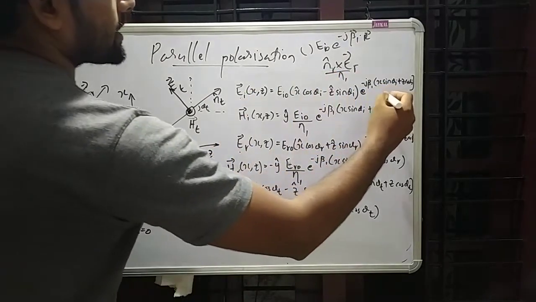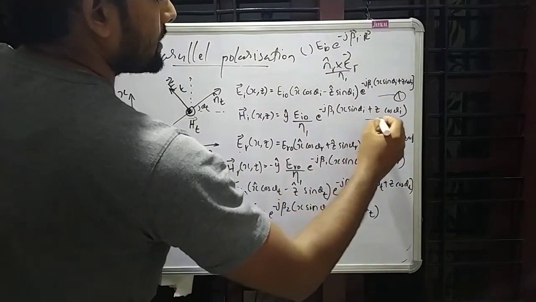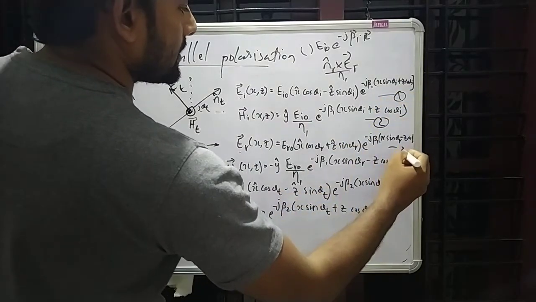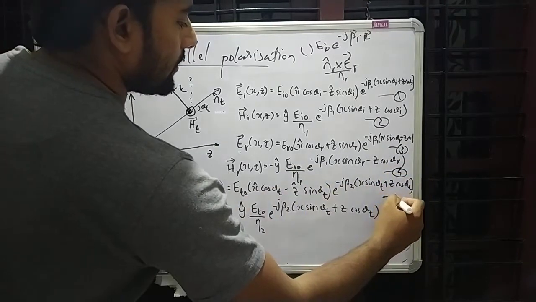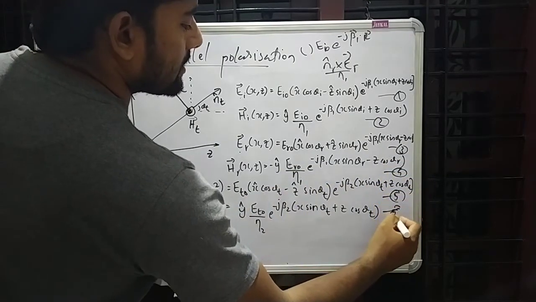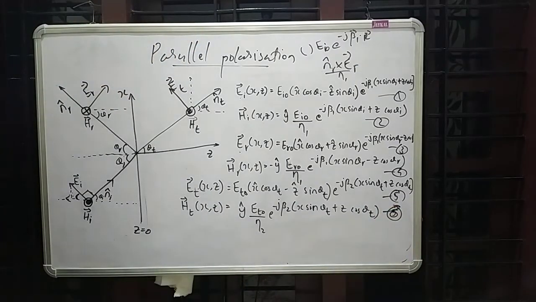Let us give the equation numbers. This is equation 1, this is equation 2, this is equation 3, H_r is equation 4, this is equation 5, and this is equation 6.